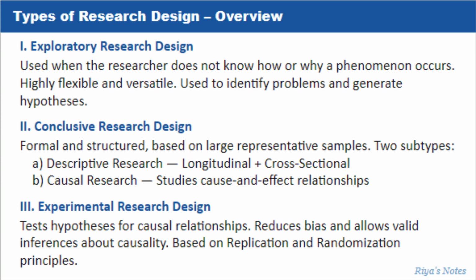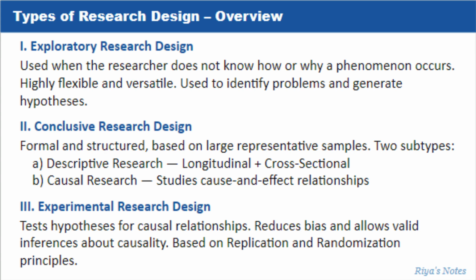Types of research design, overview. 1. Exploratory research design. Used when the researcher does not know how or why a phenomenon occurs. Highly flexible and versatile. Used to identify problems and generate hypotheses. 2. Conclusive research design. Formal and structured, based on large representative samples. Two subtypes. A. Descriptive research, longitudinal plus cross-sectional. B. Causal research, studies cause and effect relationships.